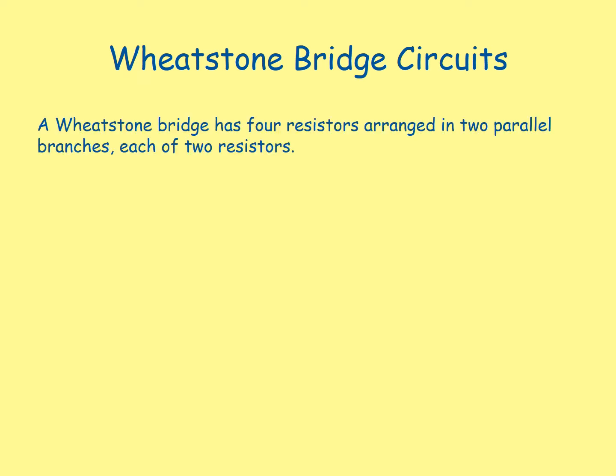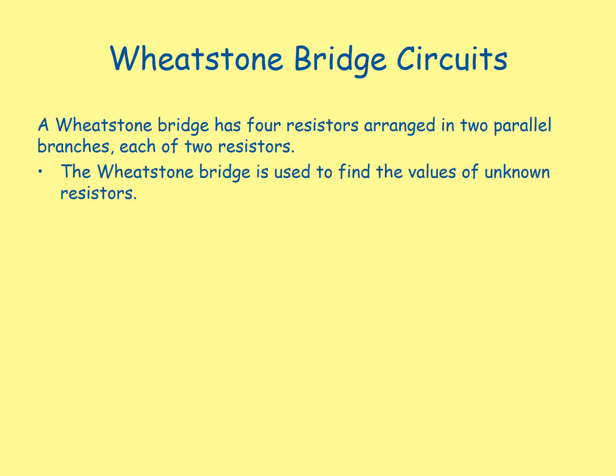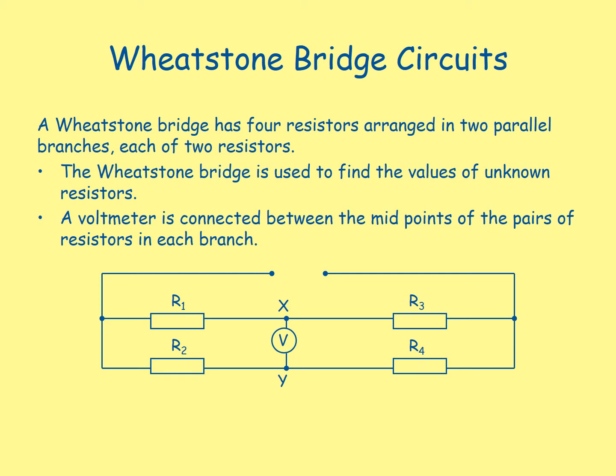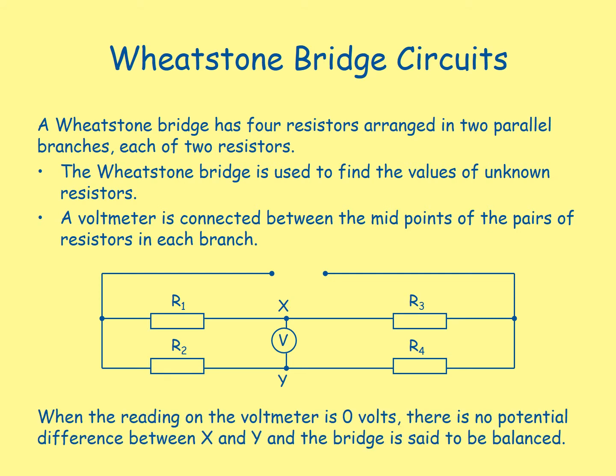Wheatstone bridge circuits. A Wheatstone bridge has 4 resistors arranged in 2 parallel branches, each of 2 resistors. The Wheatstone bridge is used to find the values of unknown resistors. A voltmeter is connected between the midpoints of the pairs of resistors in each branch. We can see a diagram of this here. When the reading on the voltmeter is 0 volts, there is no potential difference between X and Y, and the bridge is said to be balanced.